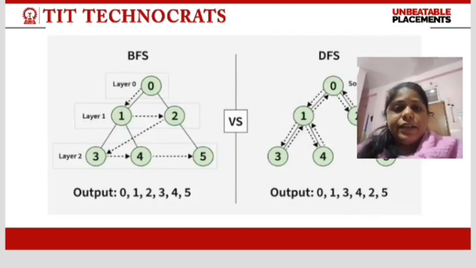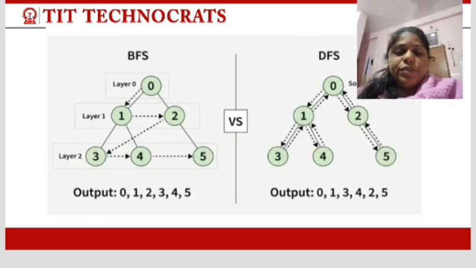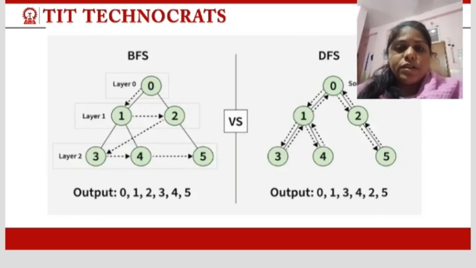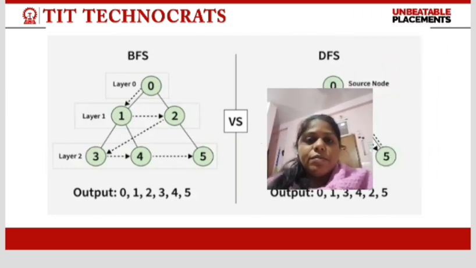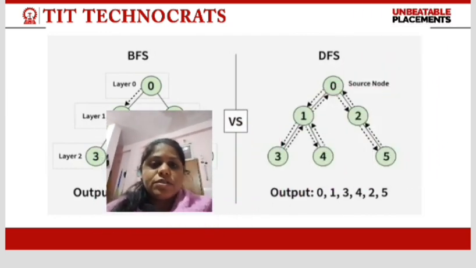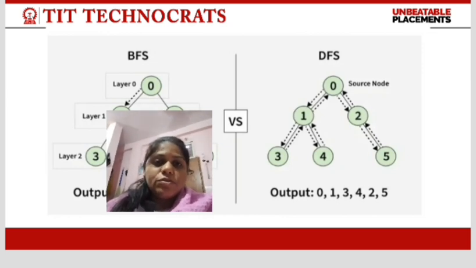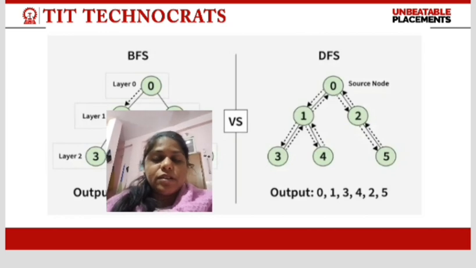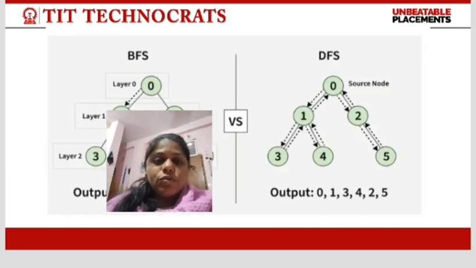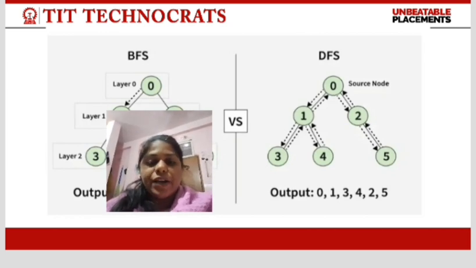Okay, like this. So BFS moves level-wise, level 0, level 1, and level 2. The output is 0, 1, 2, 3, 4, and 5. That is sequential order. And DFS starts from the source node, like 0. 0 goes to 1, 1 goes to 3, 4, then it uses the backtrack method, and from 1 goes to 2 and 5. Okay.